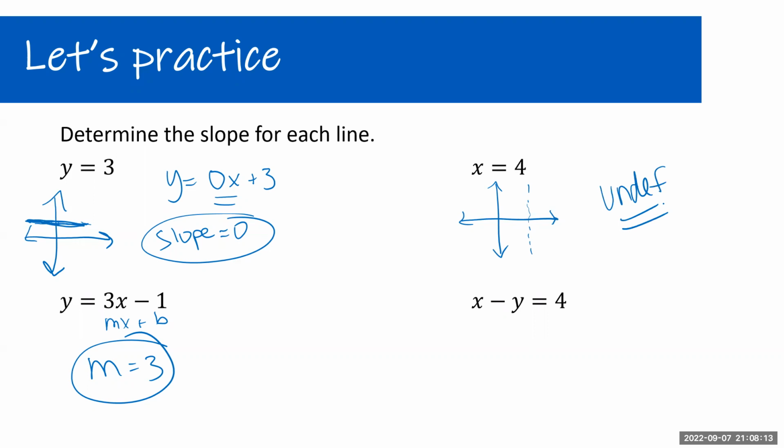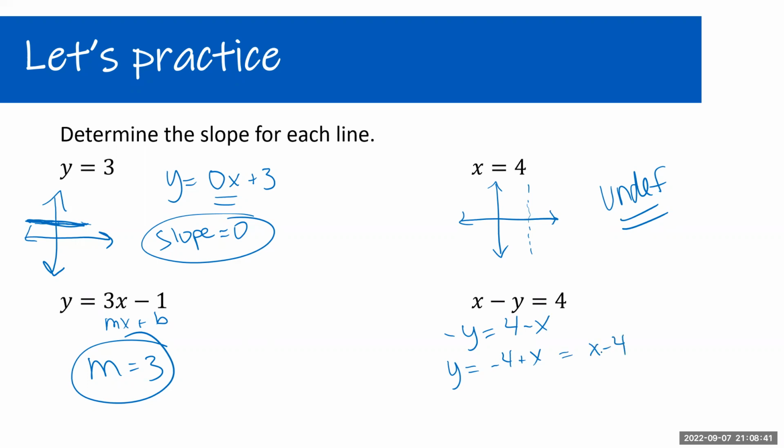Now, what if we have x minus y equals 4? Well, this isn't in slope-intercept form. So what are we going to do? Well, solve for y. Negative y is going to be 4 minus x. We need to get rid of that negative. So we're going to divide or multiply by -1. So we're going to get y equals -4 plus x. We could rewrite this if we wanted to as x minus 4.